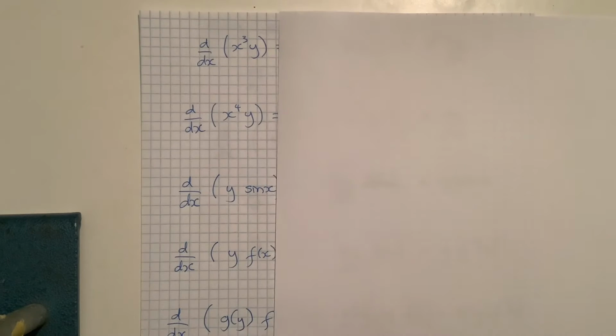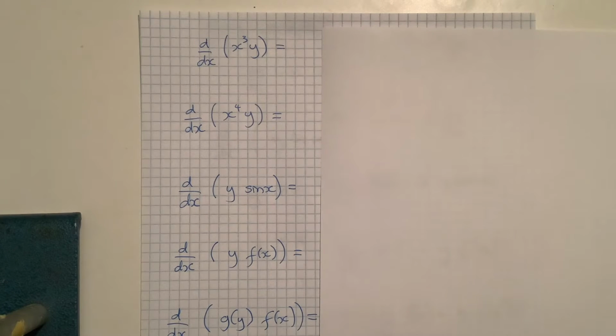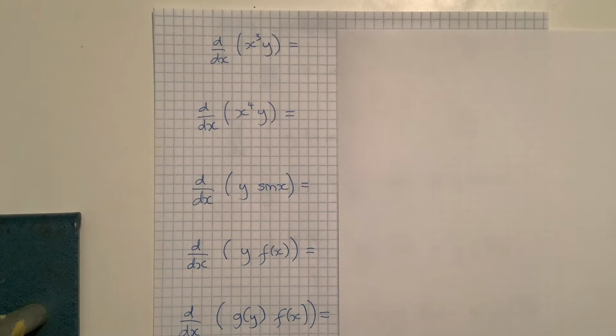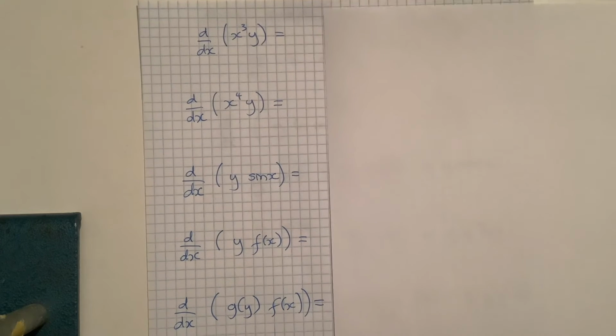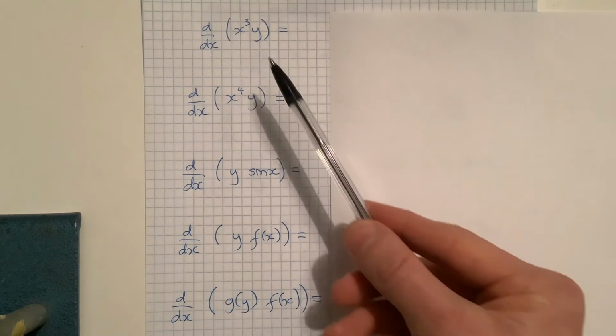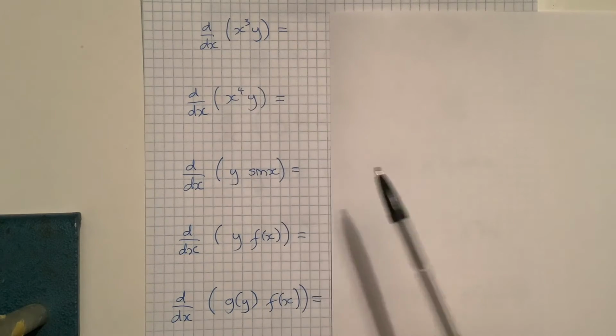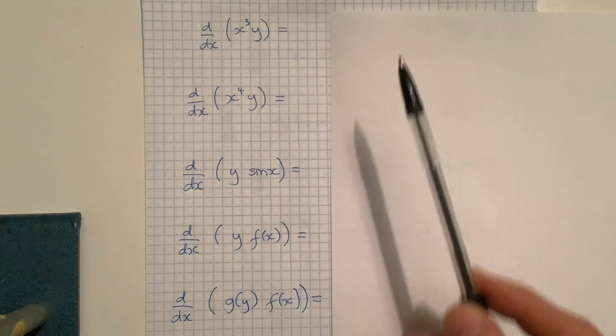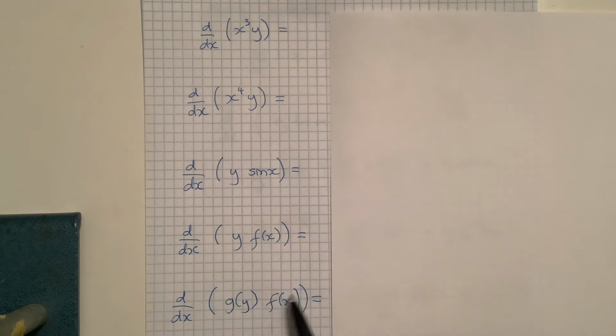So what I would like you to do, just for a moment, just press pause on the video and then practice differentiating each of these with the product rule. Okay, so just press pause, have a go at differentiating each of those. So differentiating x cubed times y with the product rule, then differentiating x to the power 4 times y with the product rule, and so on. You will need to use some implicit differentiation down here. So have a go at differentiating each of those with the product rule. When you're ready, press play, because I'm going to show you the answers and explain.